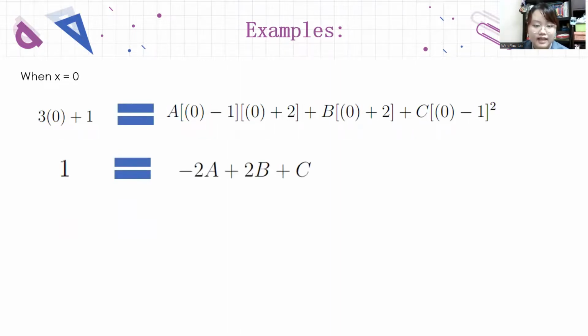Last but not least, when x equal to 0, again substitute the value into the equation, and now we will get -2a plus 2b plus c equal to 1. But we do not worry much about this, because we already got the values of b and c just now. So for this case, we just need to substitute the values of b and c into here, and we can find a. And lastly, we get a equal to 5/9.